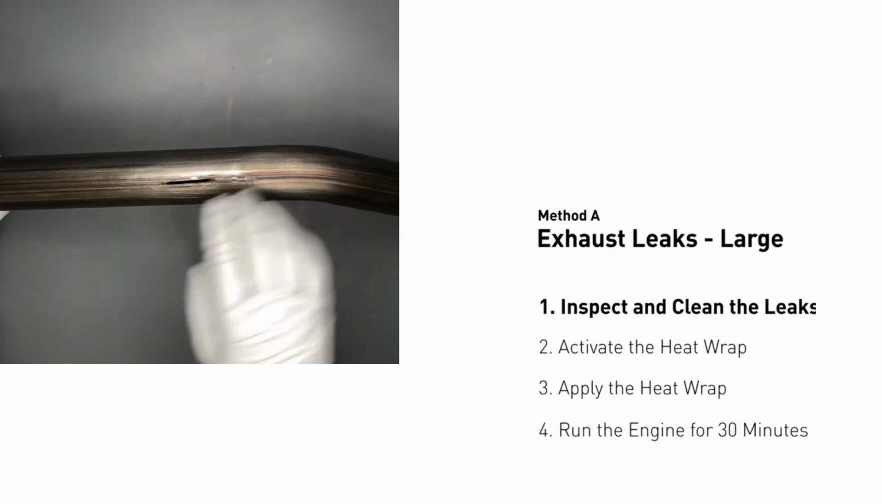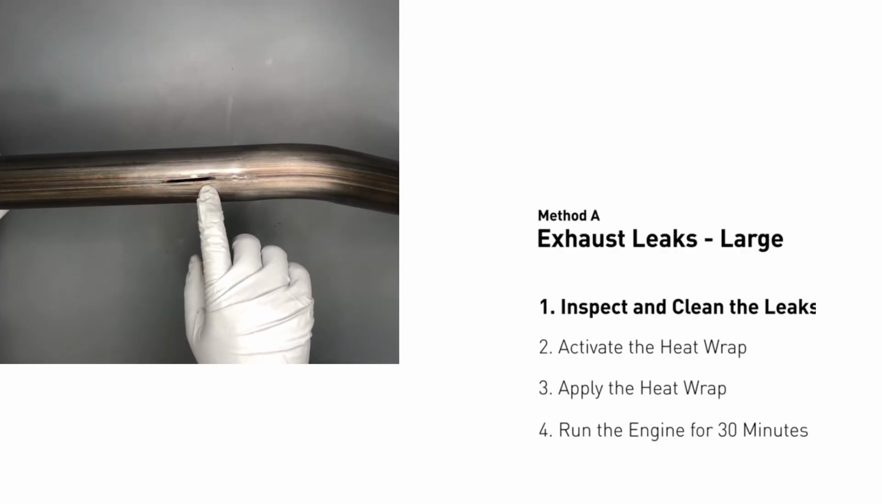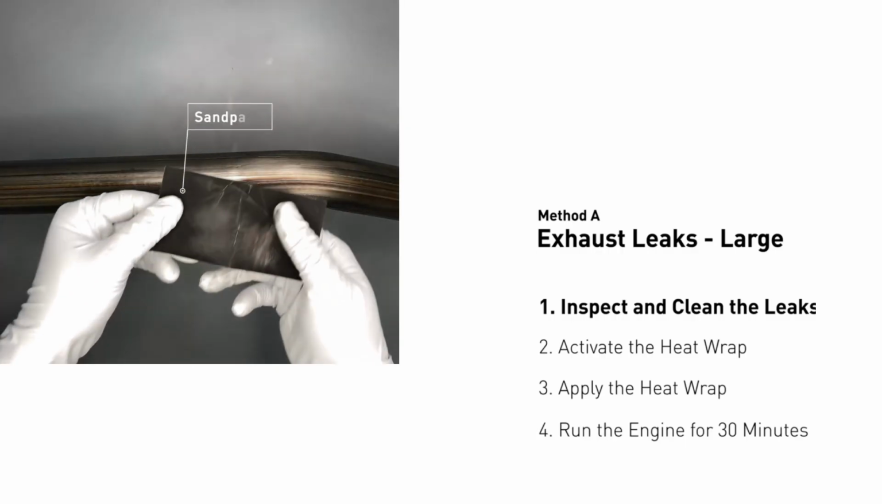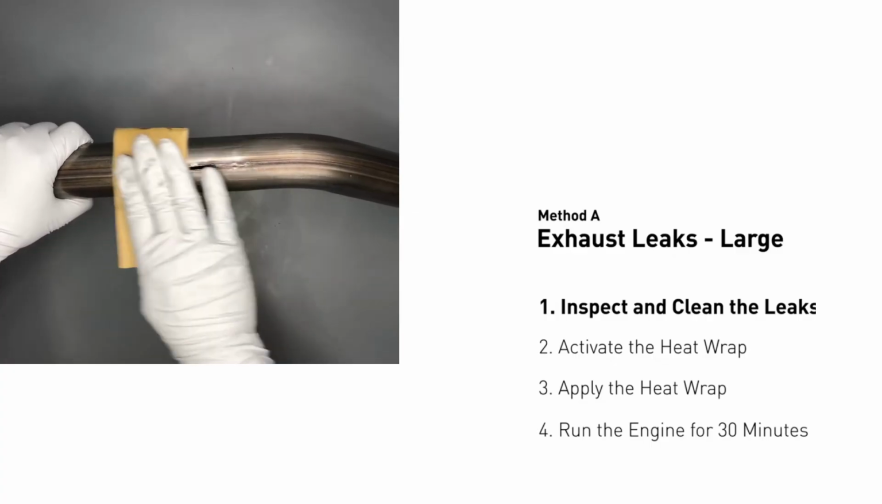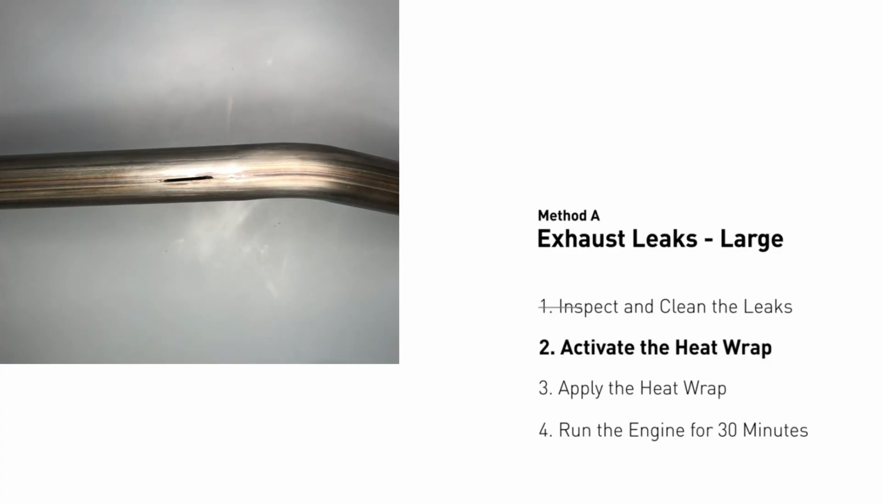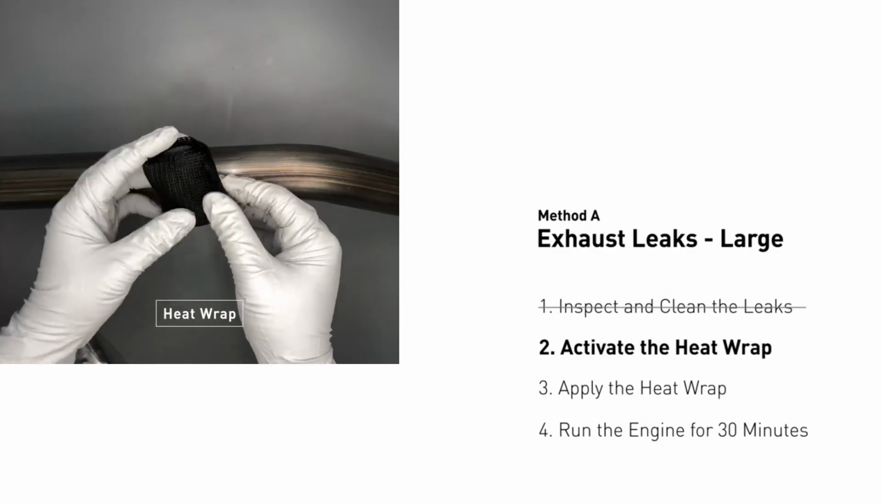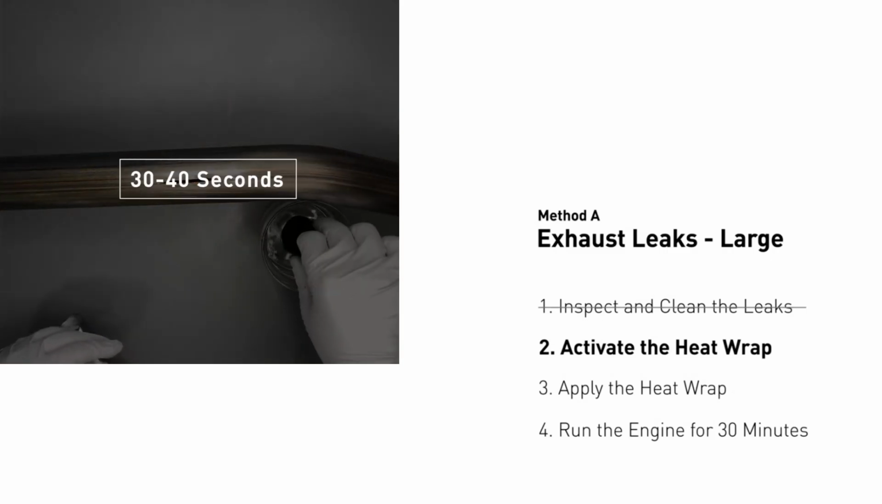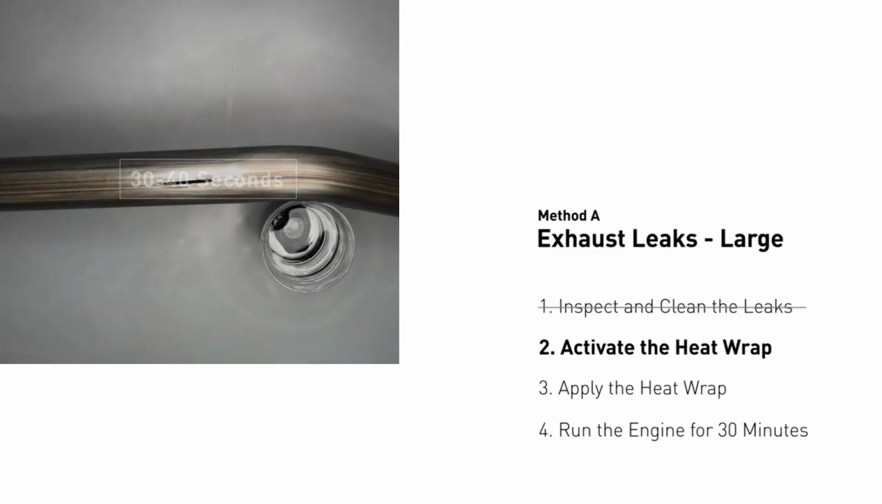Exhaust pipes are made out of rolled steel, and there is a welded seam on it. Like this one, the seam will often rot into a large leak. First, use sandpaper and a wet wipe to clean the leaking area for better application. Get the heat wrap out and put it in the water for about 30 to 40 seconds to start the activation process.